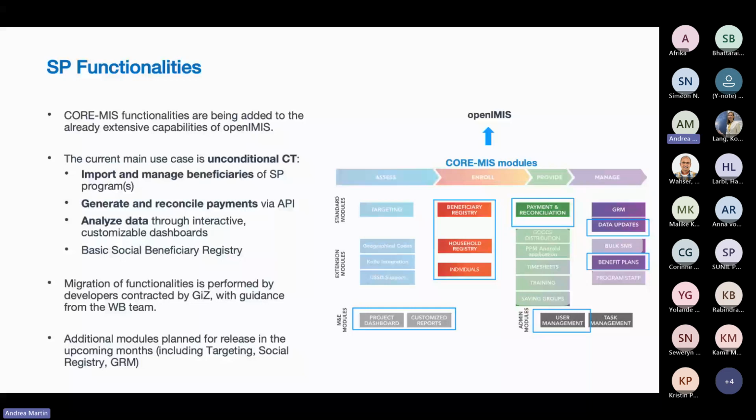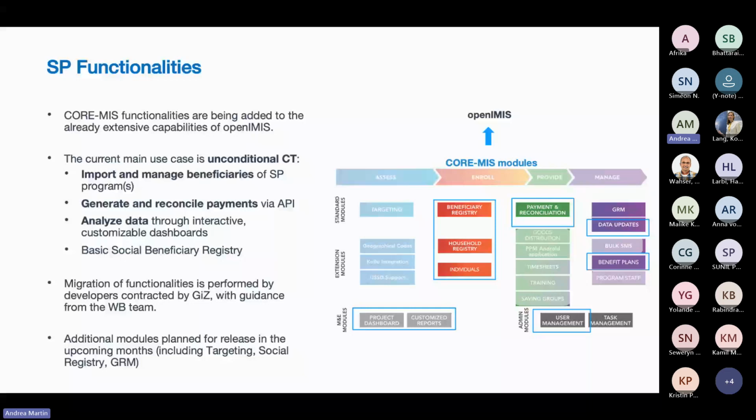The migration of functionalities is performed by developers contracted by GIZ with guidance from the World Bank team. And additional modules are planned for release in the upcoming months, which include targeting, social registry, GRM, etc.